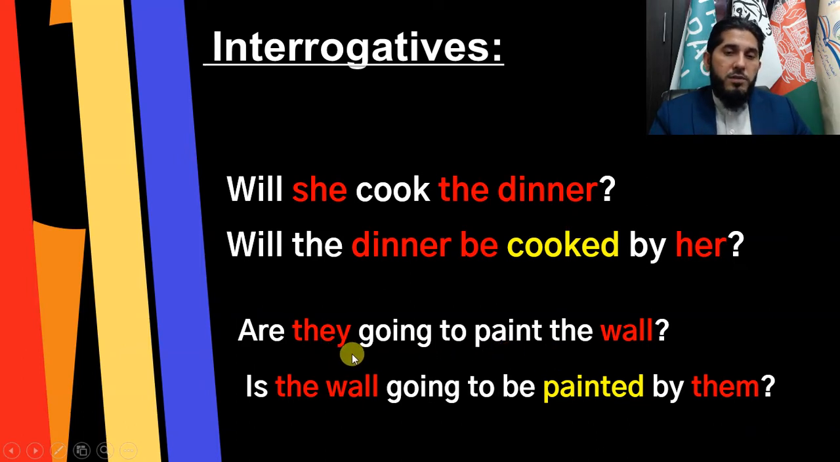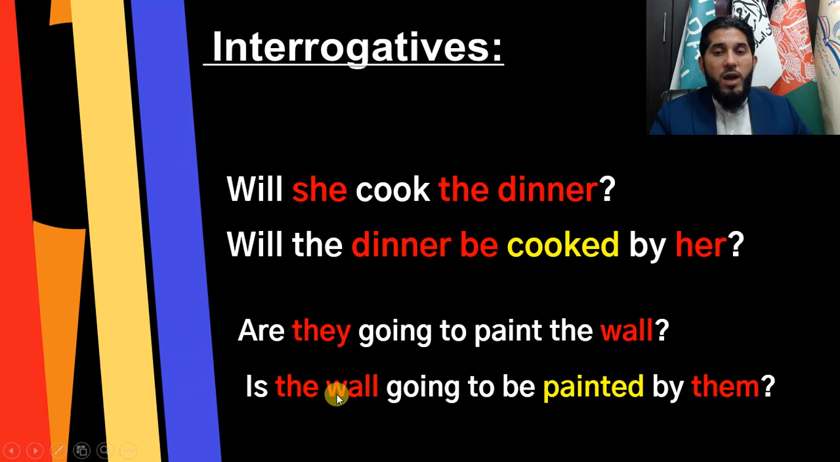Now you want to change it to passive form. So they is the subject of this sentence here, and wall is the object, and paint is the main verb. Okay, so here it is: is the wall. Why? Because here we use are since the subject is plural, but here the wall, I mean the subject, is third person singular, therefore we use the verb to be, is.